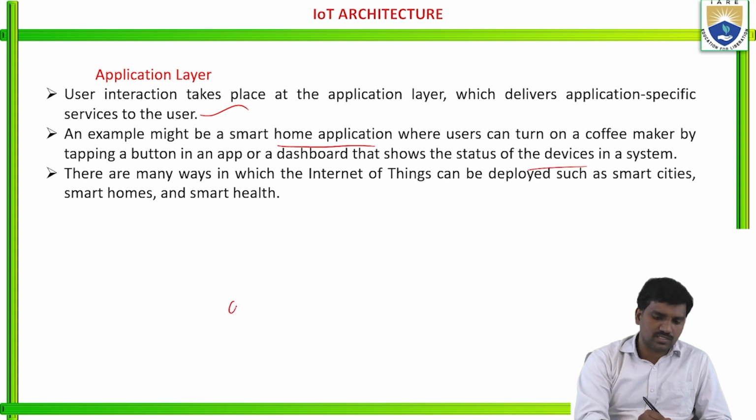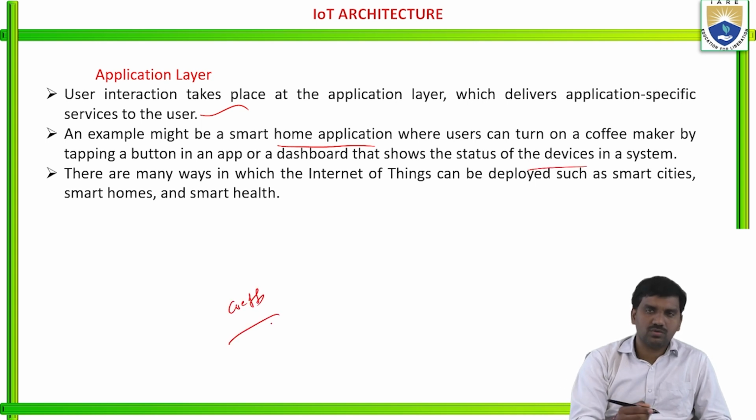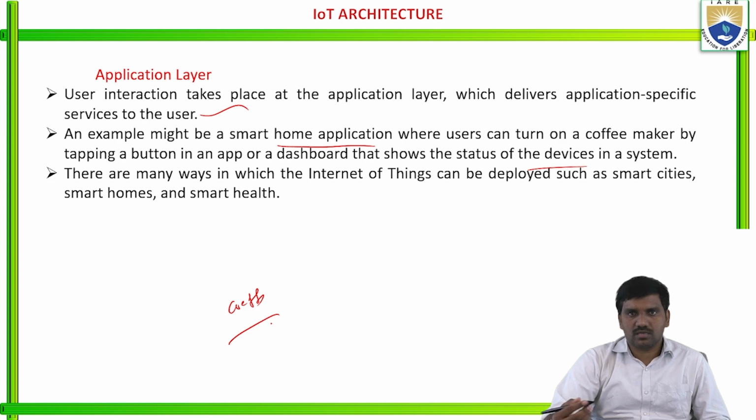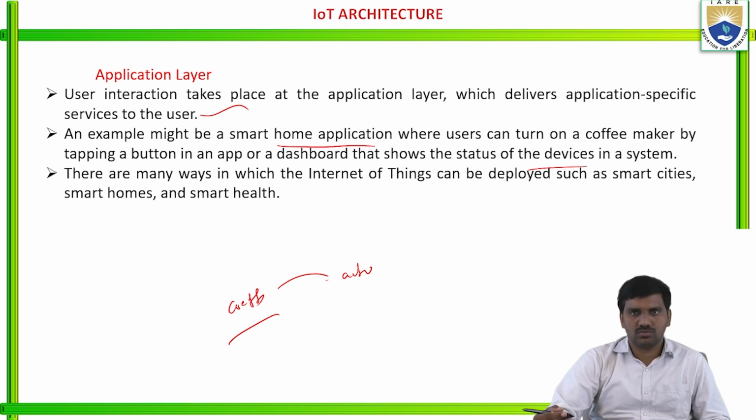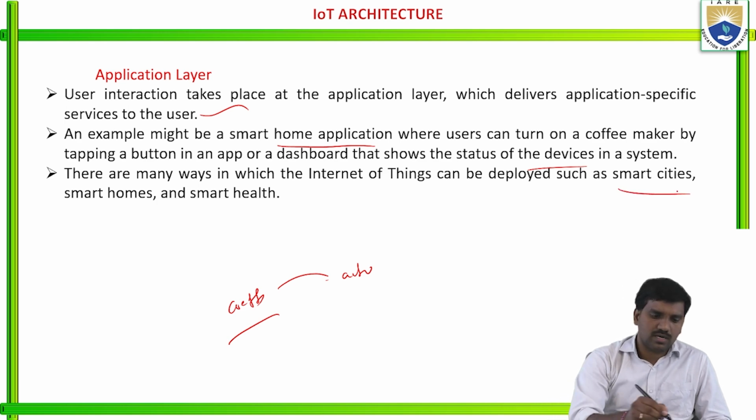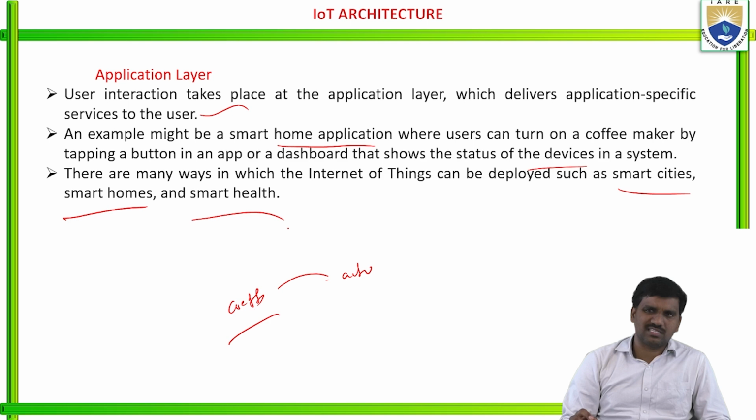In a coffee machine, for example, when the tea powder or coffee powder is going to end, it automatically sends the information to the source: the coffee powder is going to end now, you can refill it in the given time. Like that, the information may pass through from the source. There are many ways IoT can be deployed, such as smart cities, smart homes, and smart everything. Everywhere we can use IoT.